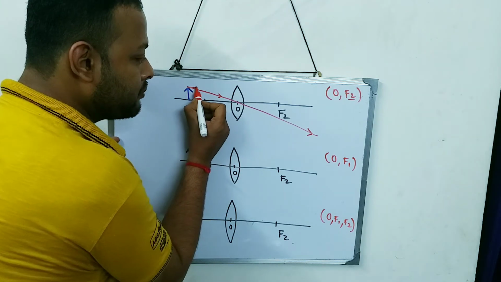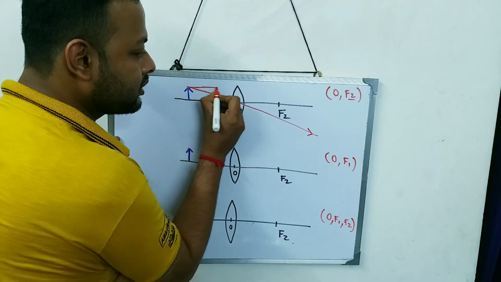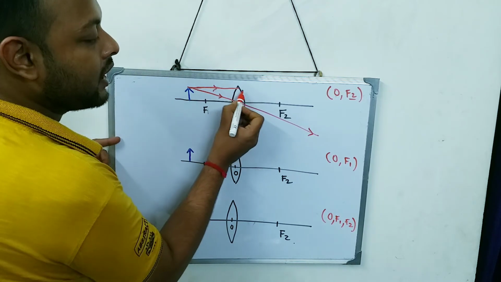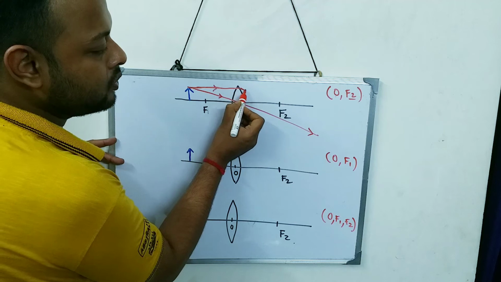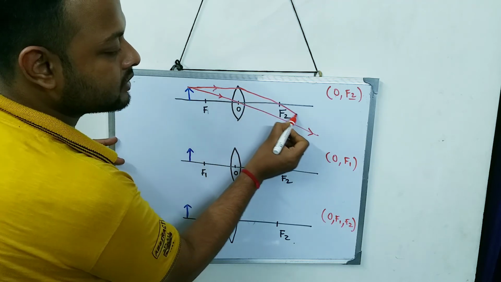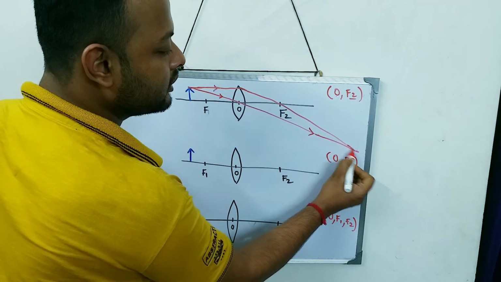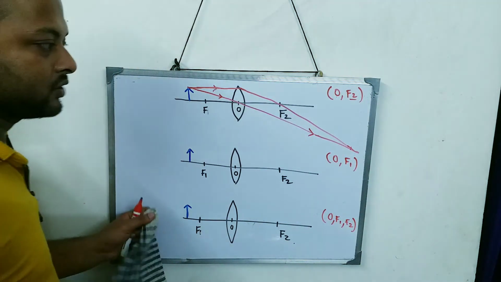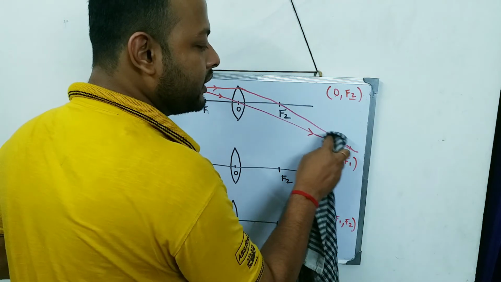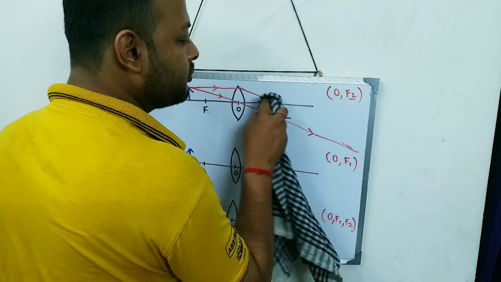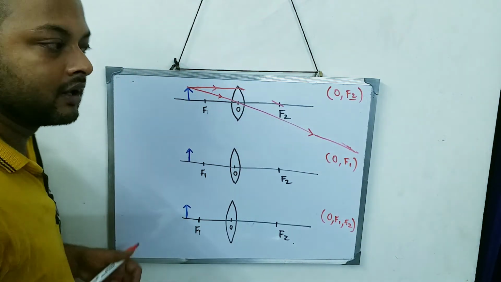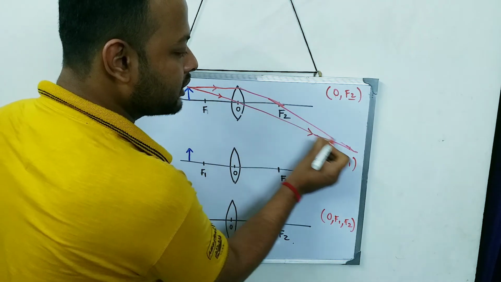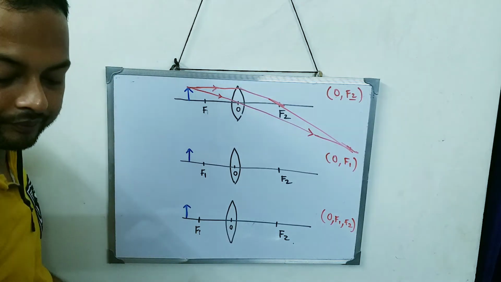So this ray has to be parallel to the principal axis, and after it is parallel to the principal axis, after refraction it will pass through F2 like this. Okay, something like this. My diagrams are not very straight lines because I'm doing it freehand, but of course you have to do it with a scale and you will get perfectly straight rays. I'm just using freehand to make you understand.